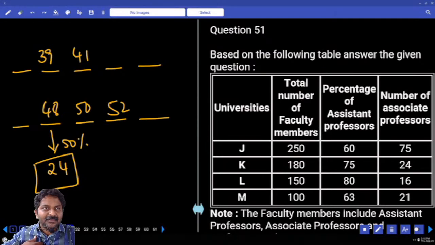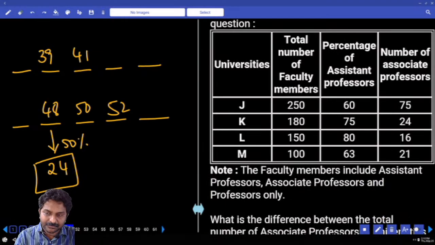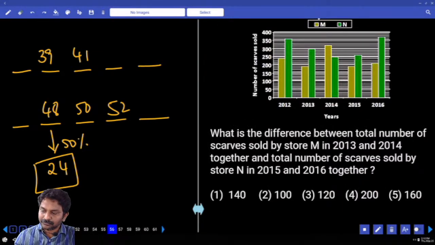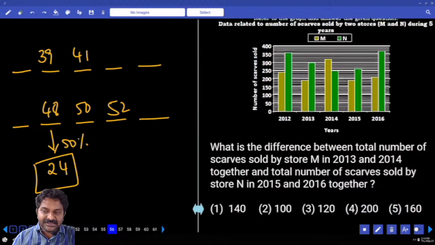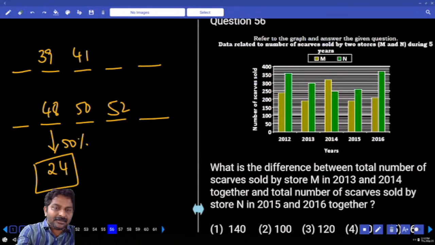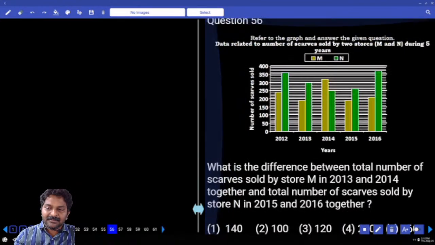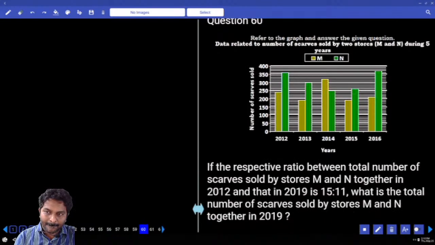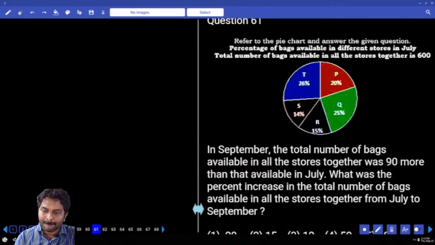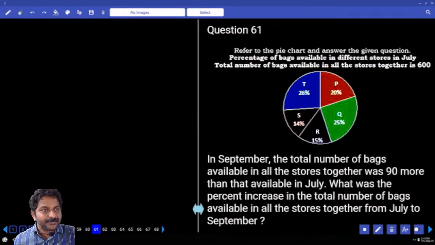This one table, should I explain? Sure. '56 onwards. What is required? Table. First you need to prepare the table. Yes? '61 onwards.